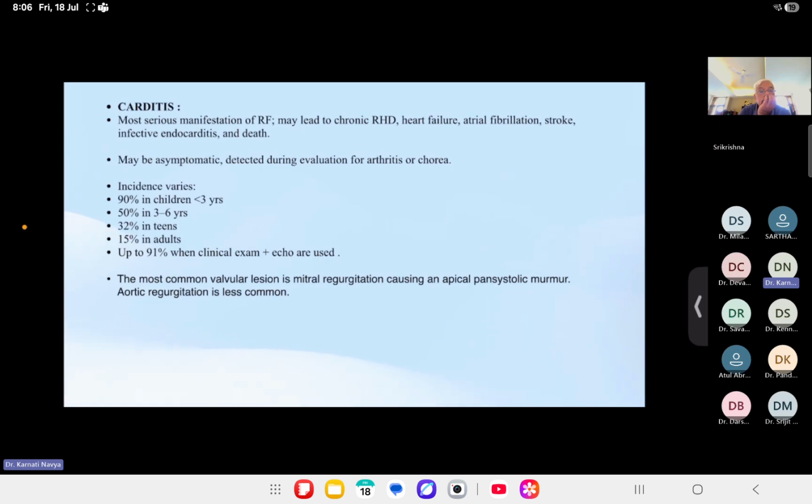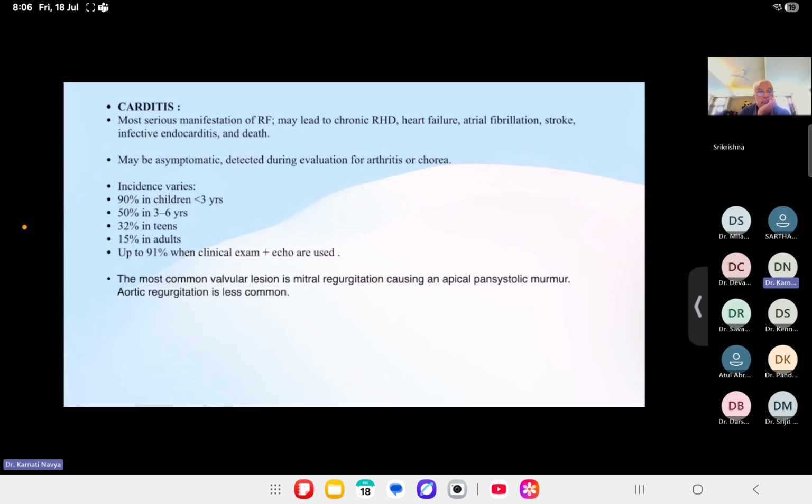Carditis is one more clinical feature of rheumatic fever. It is one of the most serious manifestations of rheumatic fever, and it may lead to rheumatic heart disease, heart failure, atrial fibrillation, stroke, infective endocarditis, and even death. It may be asymptomatic, but is detected mostly during evaluation of arthritis or chorea.